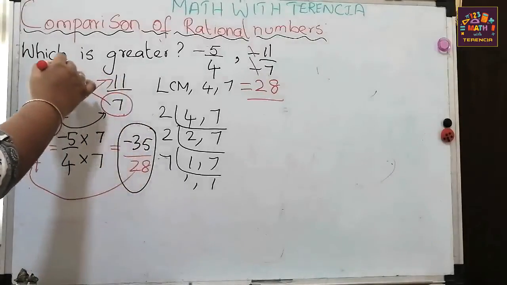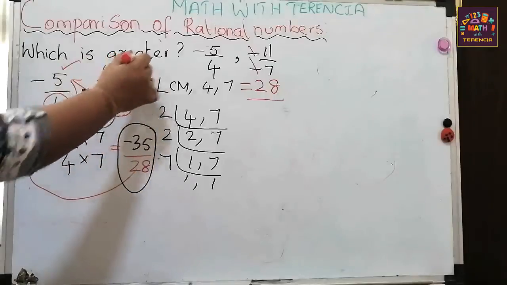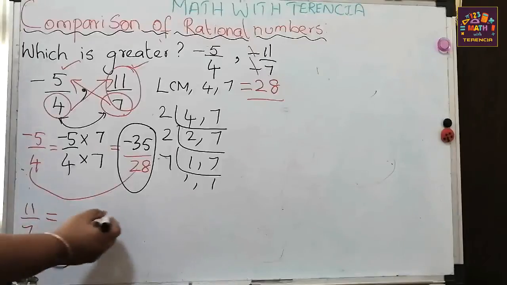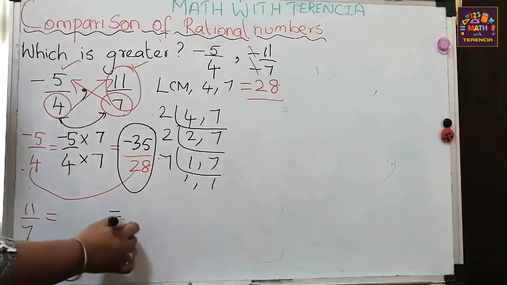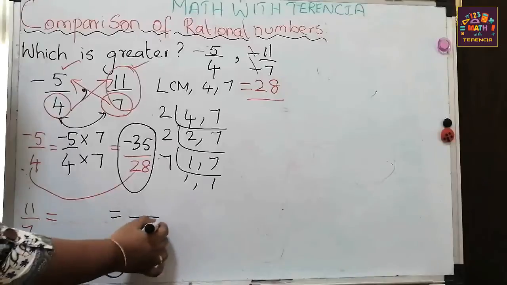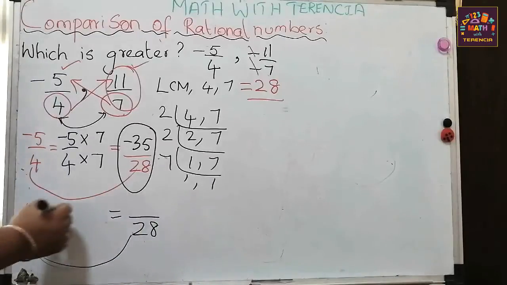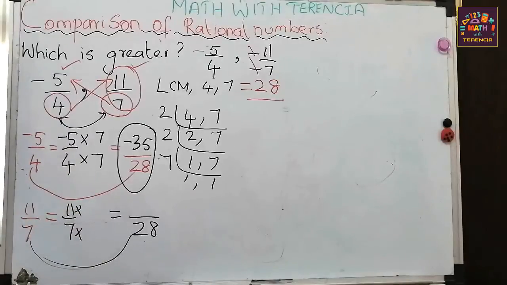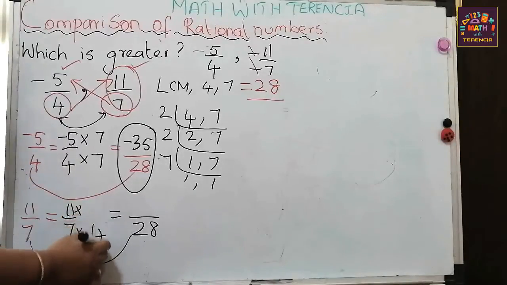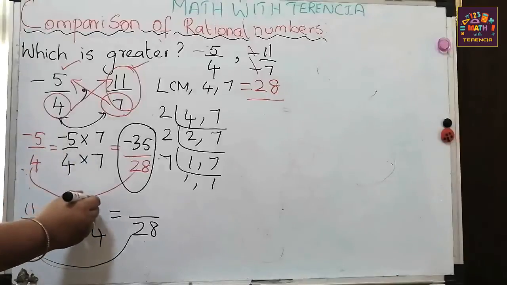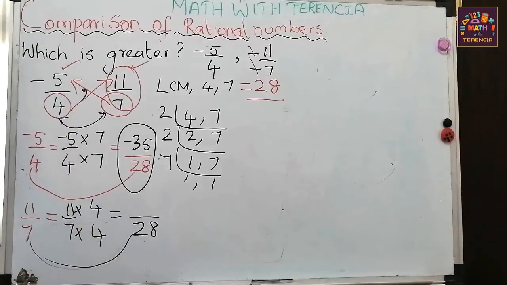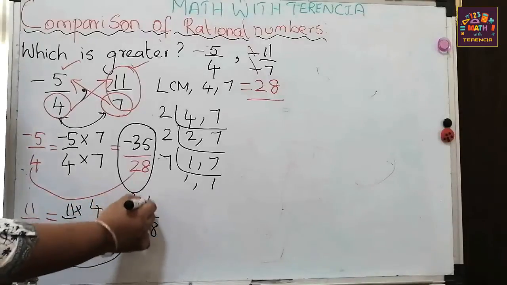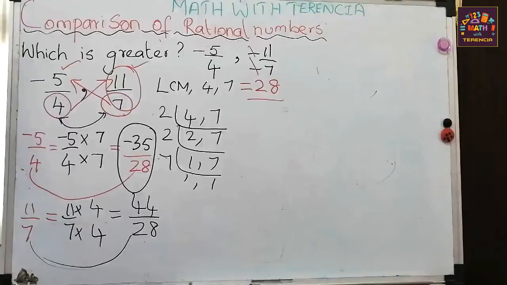Now I have done with one fraction, then I need to take the other fraction, 11 by 7. I need to change this denominator 7 to 28. So 11 by 7, think: 7 times what gives me 28? Yes, it's 4, as we have done here. By the same number, you need to multiply the numerator also. So 11 times 4 is 44, 7 times 4 is 28.